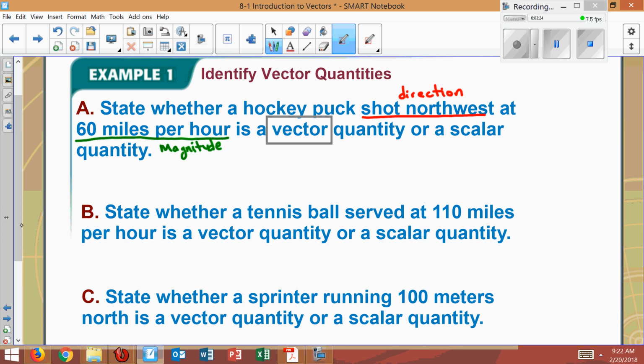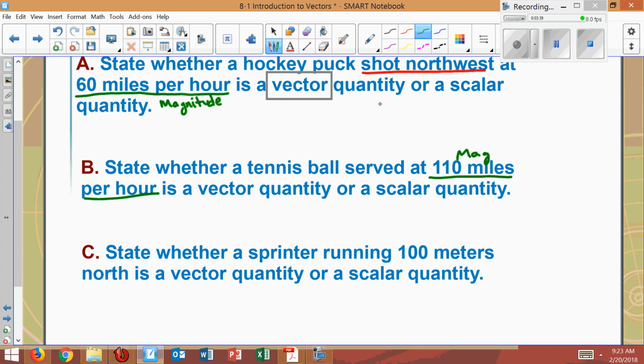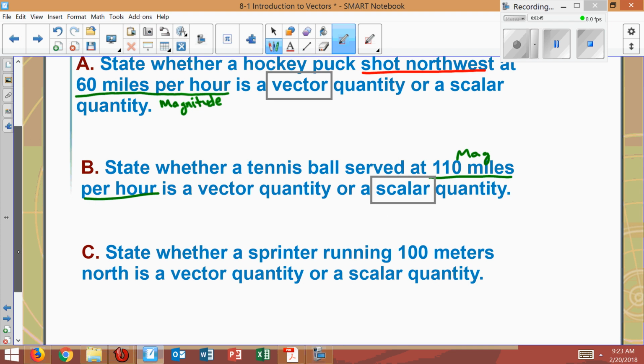Part B. Tennis ball served 110 miles per hour, is it a vector or a scalar? Well, what do we have here? 110 miles per hour. This is a magnitude. Does it say which direction? No. Because of that, this is a scalar. It's just magnitude.